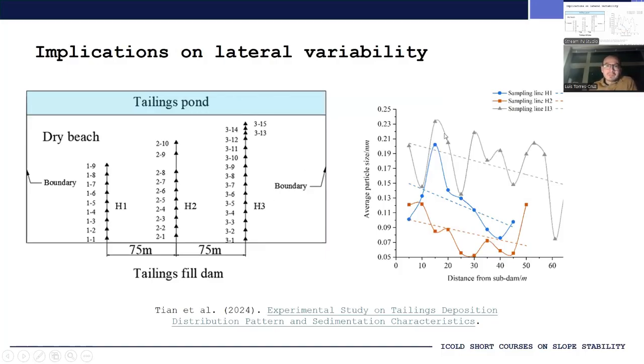And for this reference that I'm showing on the slide, this was done along 3 alignments. And for all 3 of them, one sees a reduction in the average particle size as you get away from the point of deposition. Now, of course, it's not a neat or monotonous reduction in particle size. However, over a distance of, let's say, 60 meters, the trend does emerge.